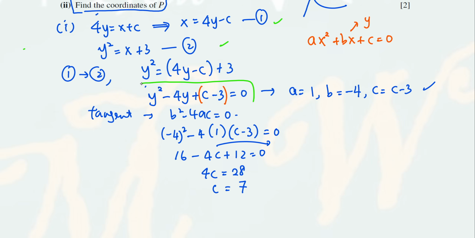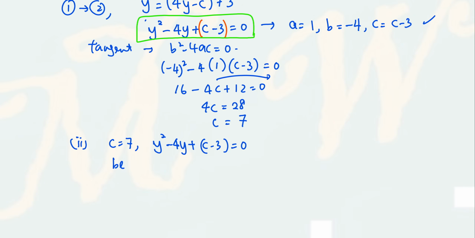So I will refer to this equation. After you replace a C value, that will be the equation that giving you the intersection point. Okay, so now my part 2. C equals to 7. y squared minus 4y plus c minus 3 equals to 0 becomes y squared minus 4y. So when you replace a c by 7, it will be plus 4.